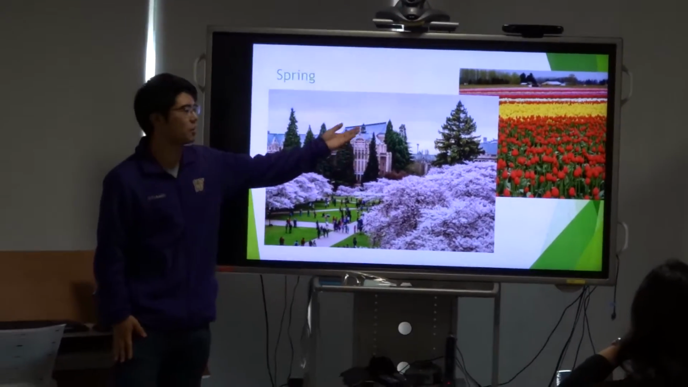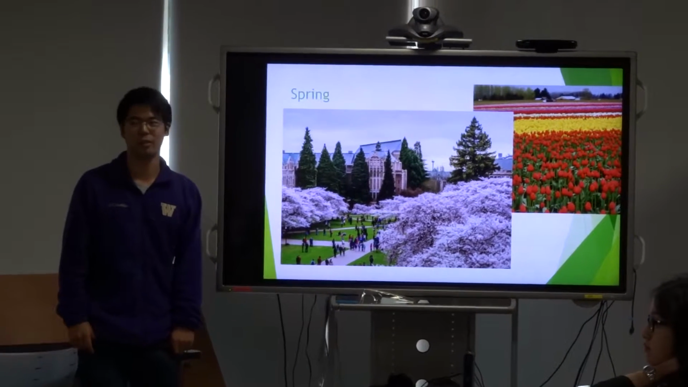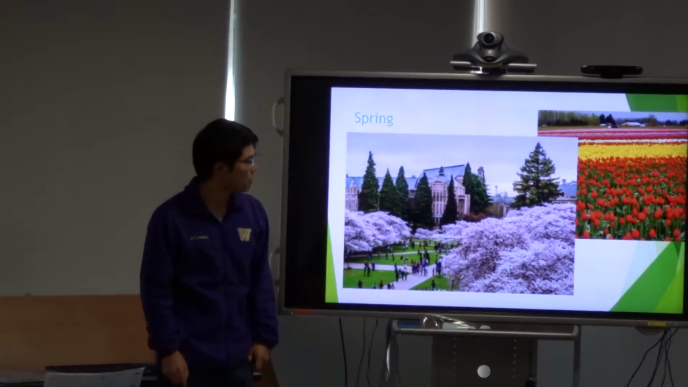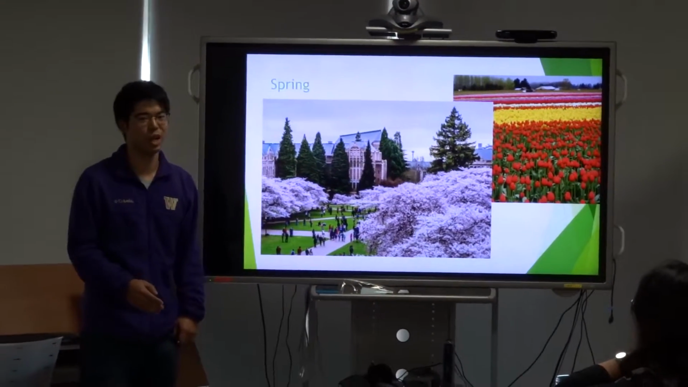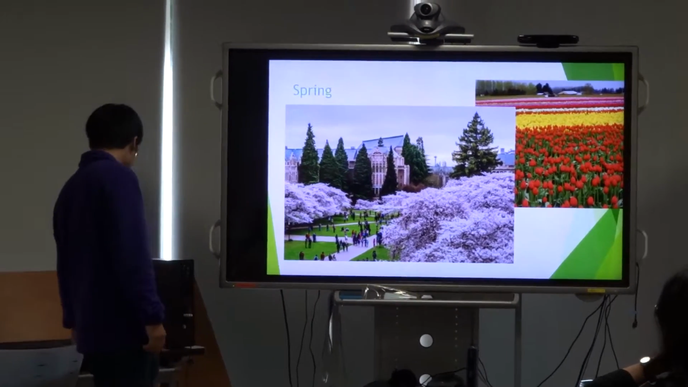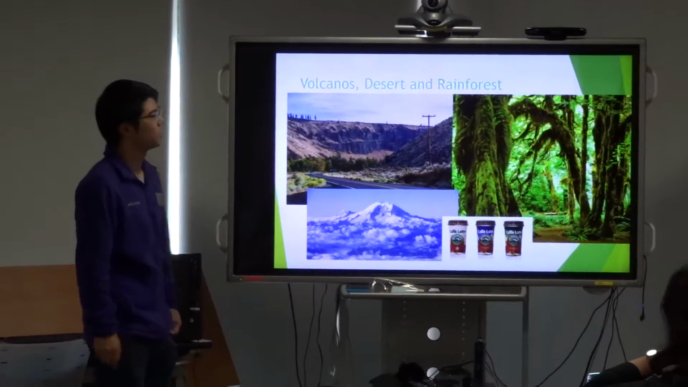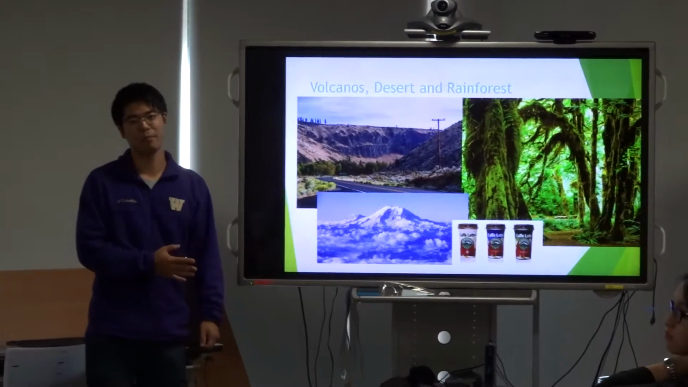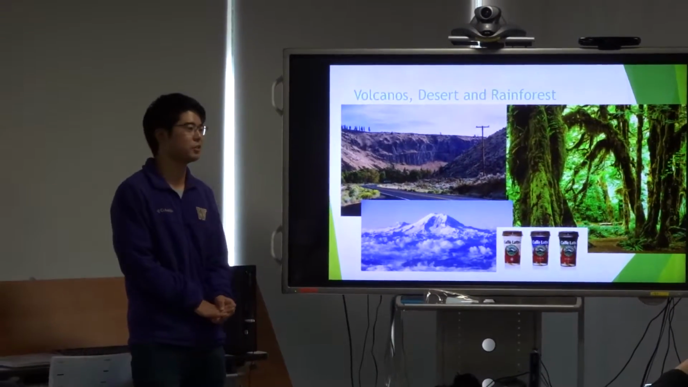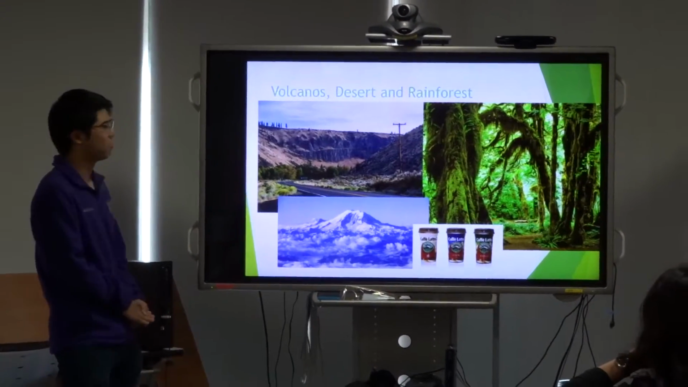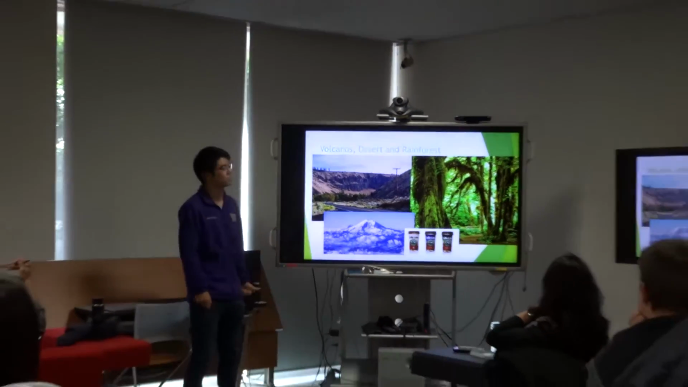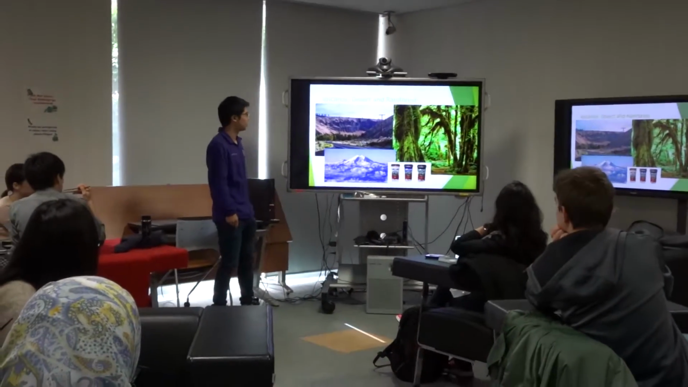And then we also have tulips, which bloom up in the north part of the state. And we have a tulip festival, which happens every May. And besides having a diverse population, we also have a diverse selection of landscapes. So we have volcanoes, deserts, and rainforests in our state.